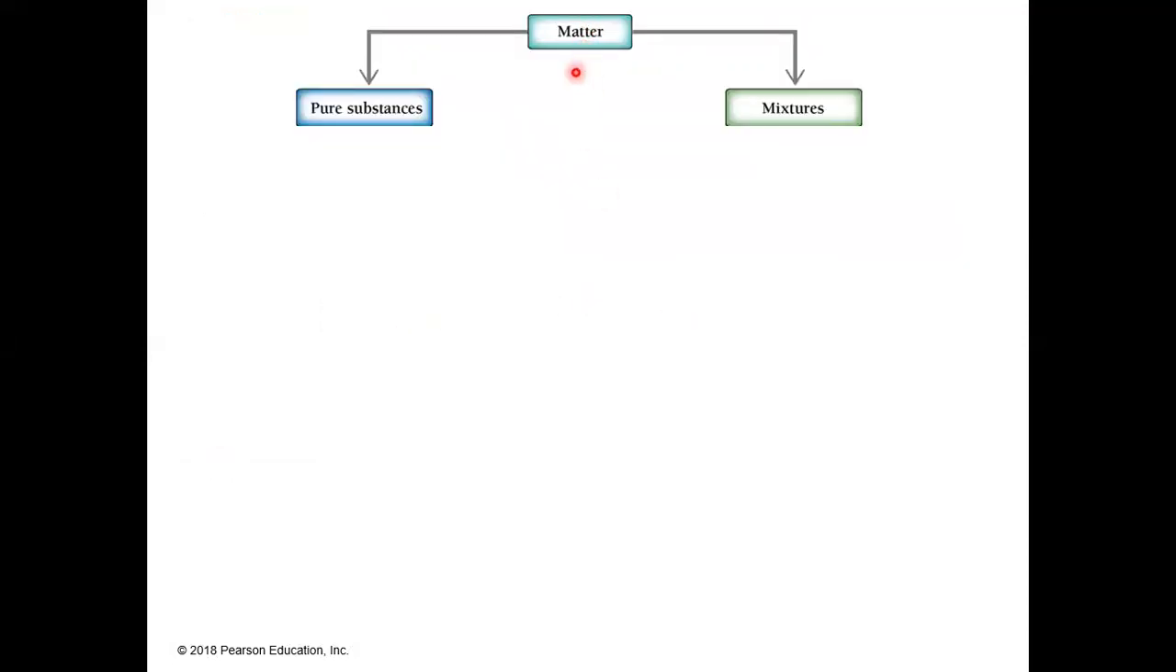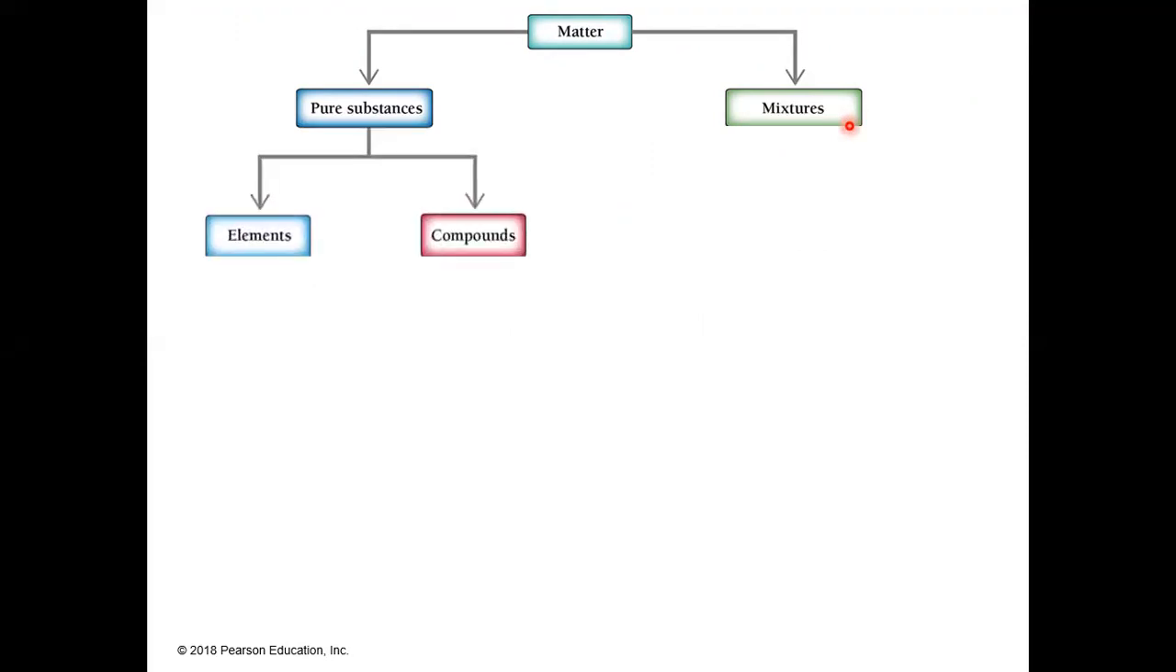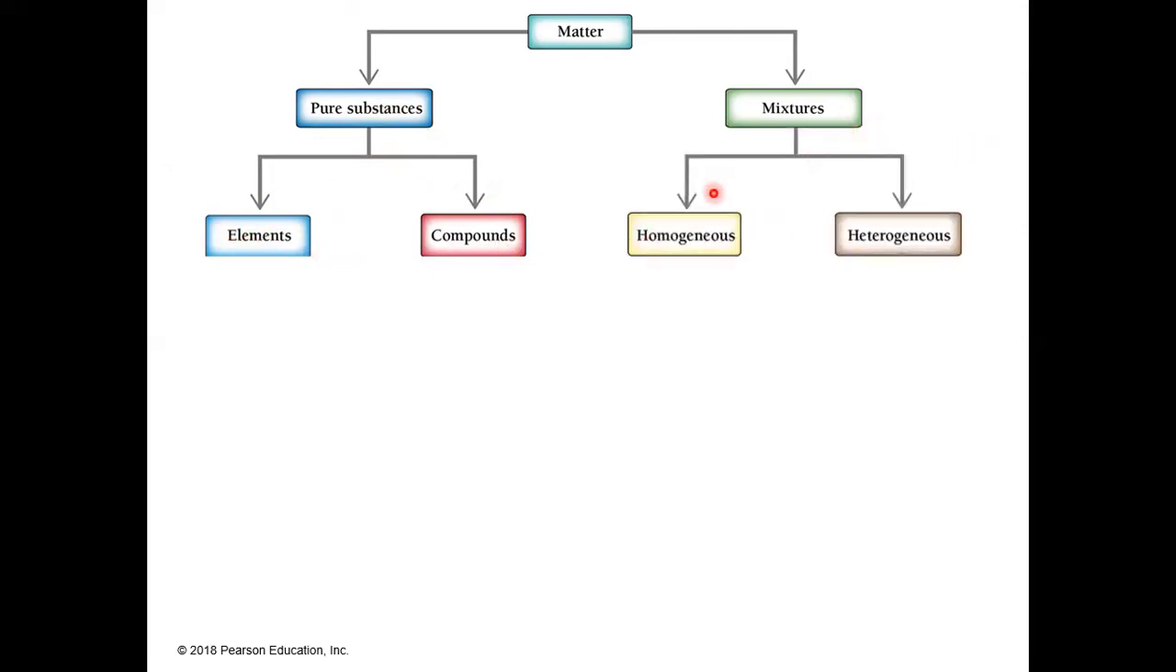So we see this diagram is how we classify matter. When you see matter, any matter you see, it can either be a pure substance or a mixture. Any substance you can see, air, tree, concrete, sidewalk. Then pure substances can be classified into two types, one is the elements, the other one is the compounds. And mixtures can also be classified into two different types. One is the homogeneous, the other one is the heterogeneous.